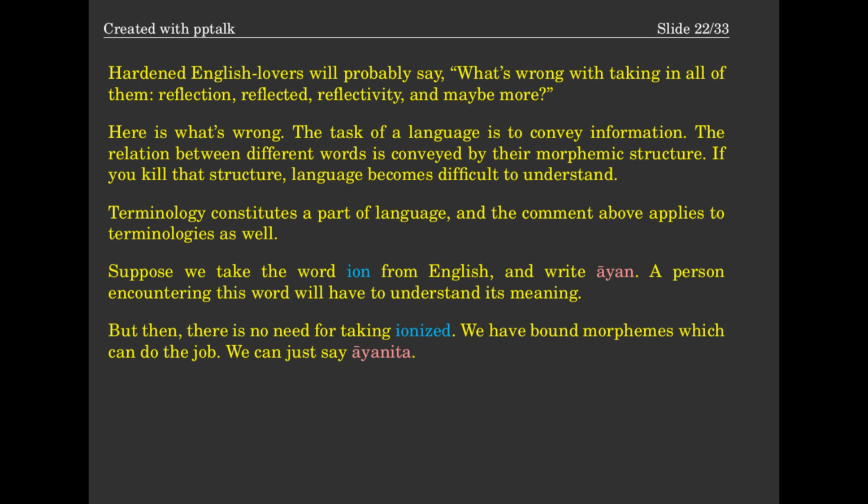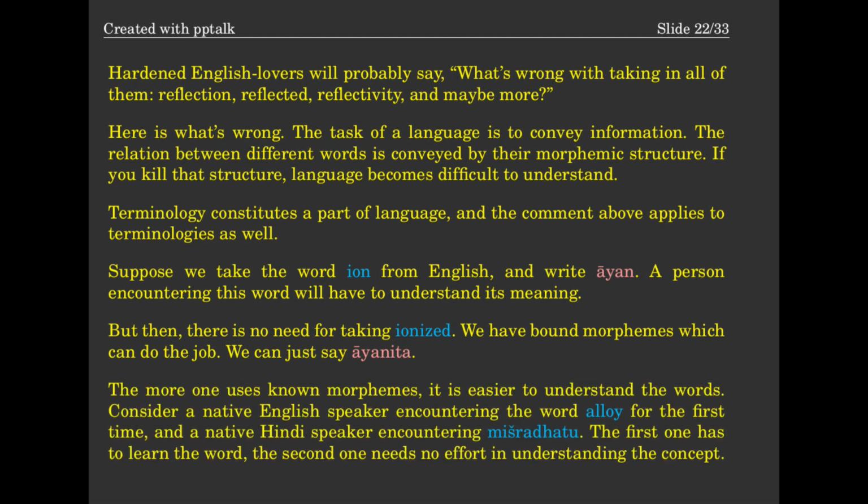So, suppose we take the word iron from English and write it using our alphabet. Now, a person encountering this word for the first time, of course, will have to understand its meaning. But then, there is no need for taking ionized. We have bound morphemes which can do the job. We can just say ionito. The more one uses known morphemes, it is easier to understand the words. Consider a native English speaker encountering the word alloy for the first time, and a native Hindi speaker encountering Mishra Dhatu. The first one has to learn the word, the second one needs no effort in understanding the concept.